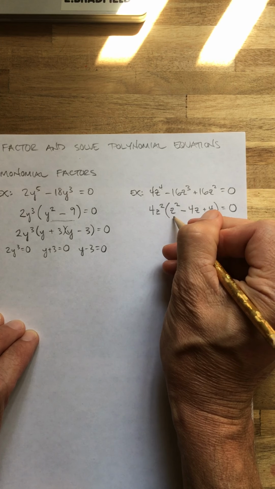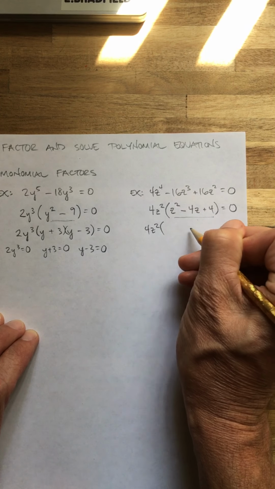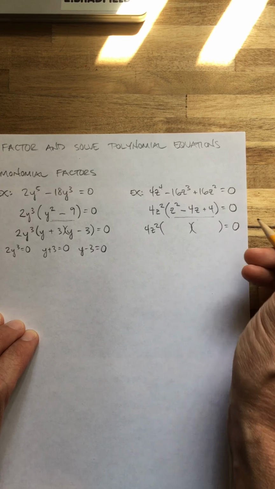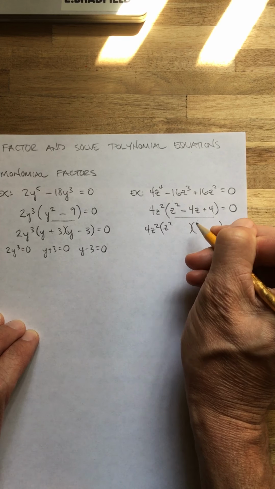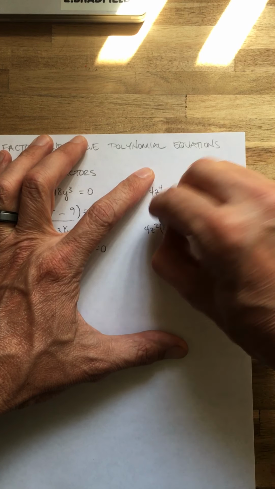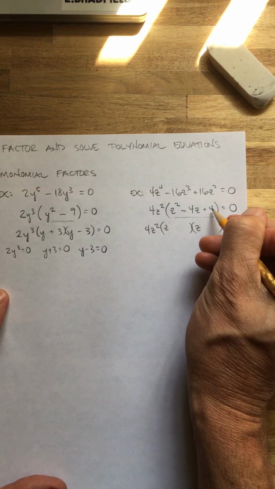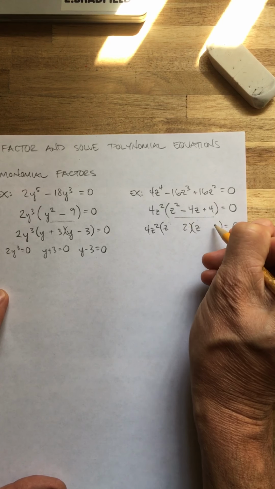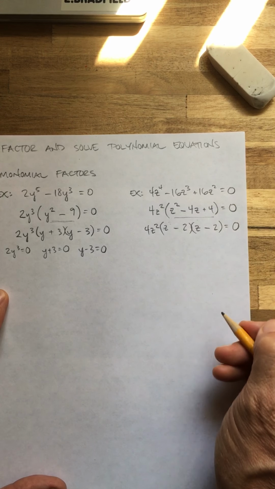And now look, we can probably factor that. So we get 4z squared times equals 0. We have z times z gives me the z squared. Oh, I didn't mean to put that, sorry. All right, so z times z, all right. And what times what gives me 4? I'd say 2, okay. And if they're both subtracted, I'll get the negative 4z in the middle.